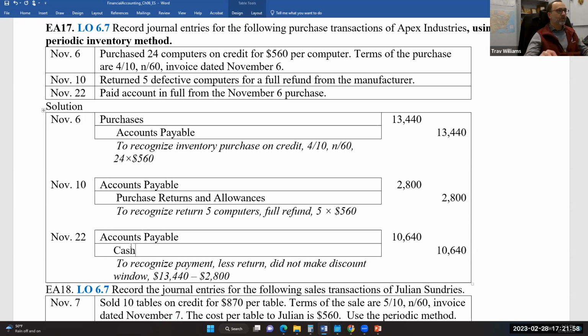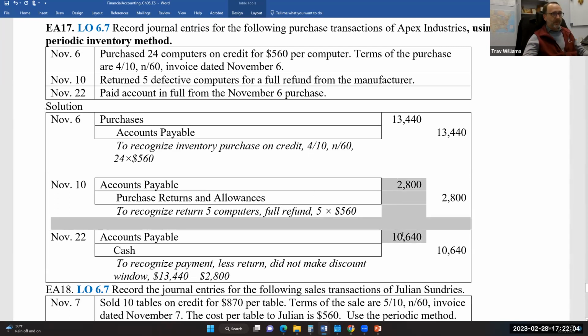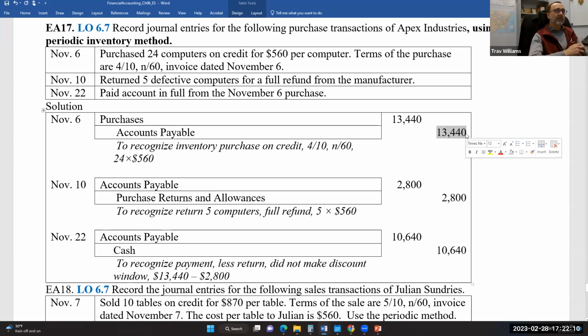And that would be a credit to cash, right? Because that's how we paid. Again, if we added up our 2 debits to accounts payable, we would see they equal the credit to accounts payable. So that's a good way to double check and make sure that our math is correct, even though we didn't have to do the calculations for this exercise. Okay, any questions on 17?